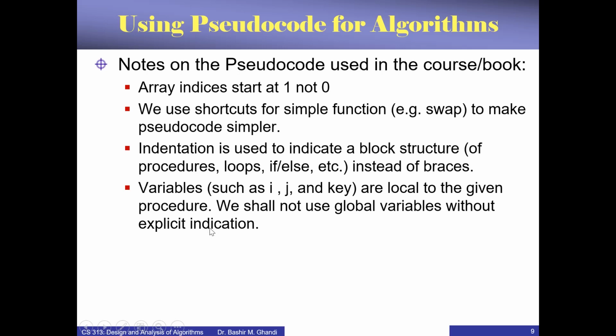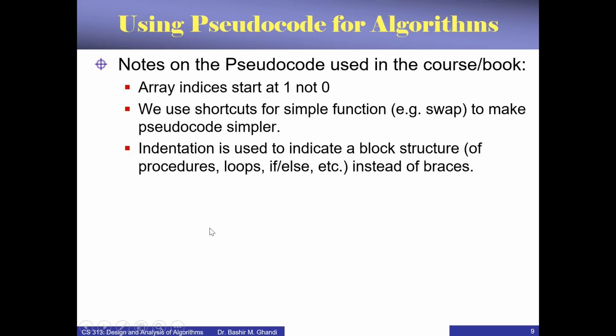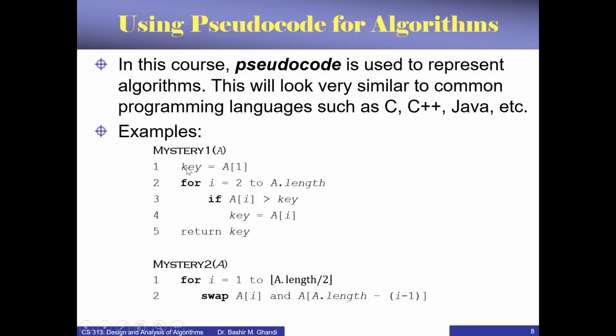Okay, as I'm sure you saw there, just to go back, we just say key equal to A at 1. We didn't say int key or double key. No, just define the variable. Similarly here, no need to say for int i, just for i equal to 1 to length over 2, or floor of length over 2.